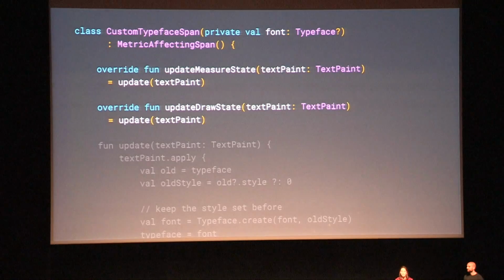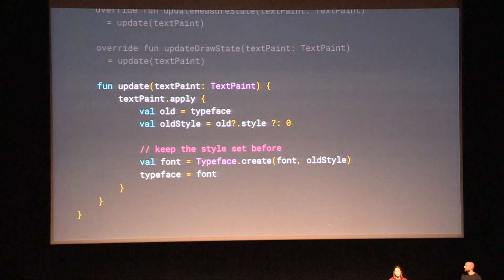So we would implement a metric affecting span for our custom typeface span. Because we're implementing a metric affecting span, we need to override two methods to define what should happen when the measure state is updated and what should happen when the draw state is updated. For both of them, we're getting the text paint as a parameter, and we want to do the same thing: keep the initial style of the text. For example, if we've set the text to be italic as a style in the text view, we want to apply the new font on top of this. What font did you use there?